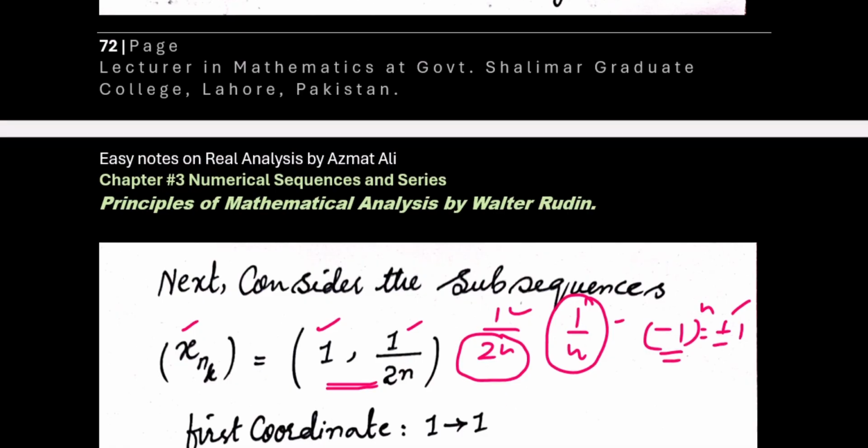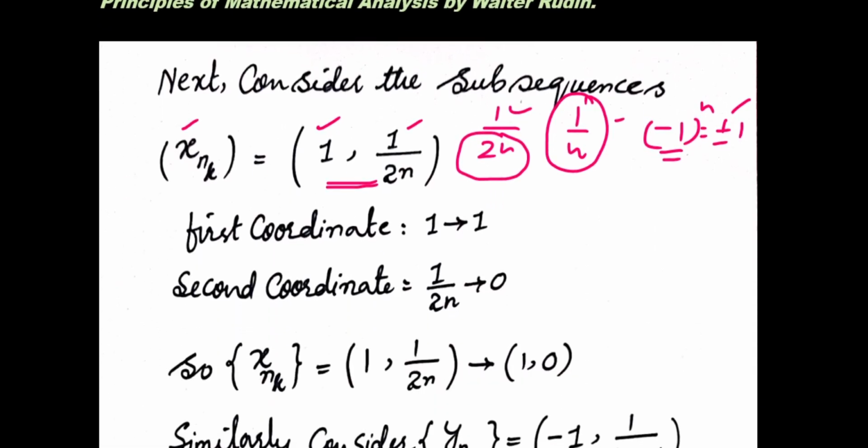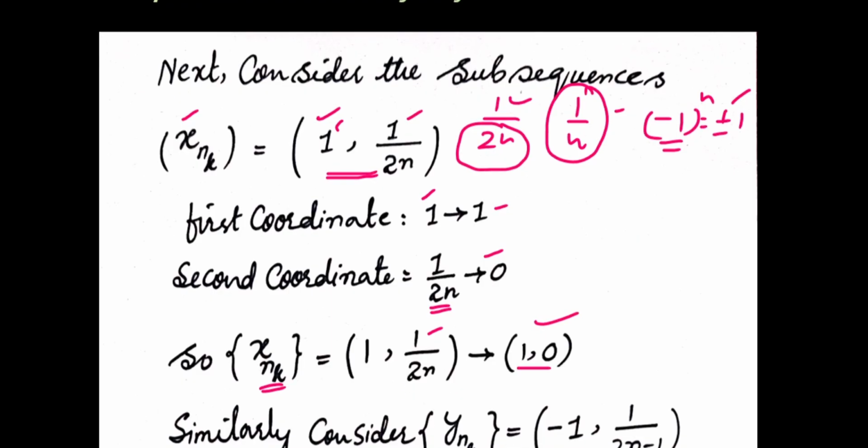Now you can notice that the first coordinate, that is 1, is a constant sequence, and a constant sequence always approaches that number. So 1 approaches 1. The second coordinate is 1 over 2n. So when you take n approaches infinity, this sequence approaches 0. So your subsequence (1, 1 by 2n) approaches (1, 0). It means this subsequence has a unique limit (1, 0).